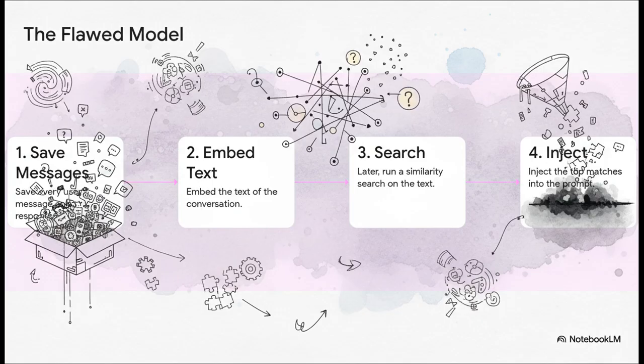You just save everything the user says, everything the assistant says, turn it all into vectors, and then do a quick search to find relevant stuff later. And yeah, for a flashy demo, it works fine. But the second a conversation has more than one moving part, the whole thing just completely falls over.